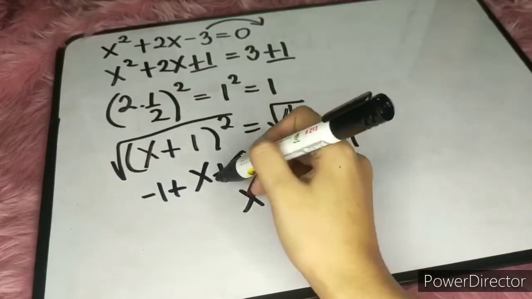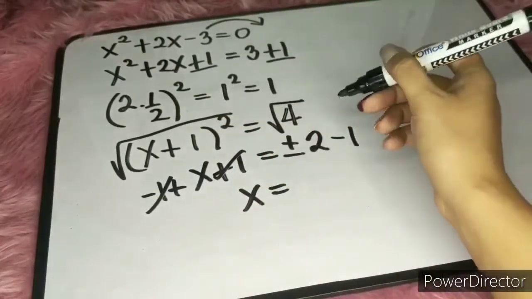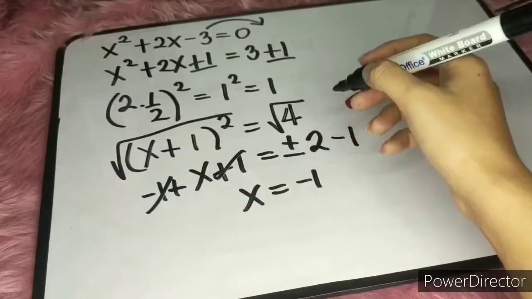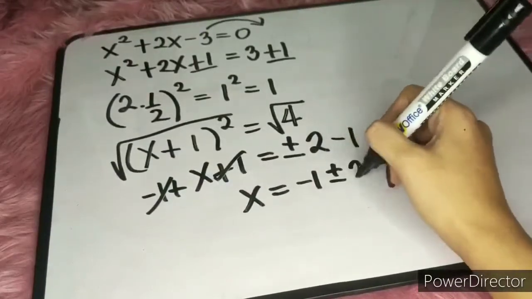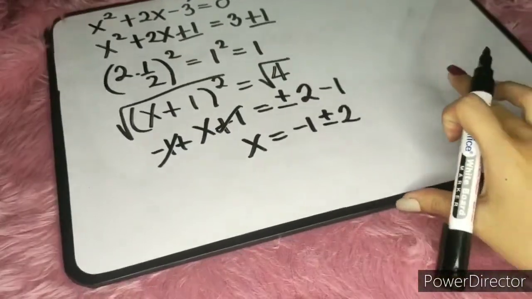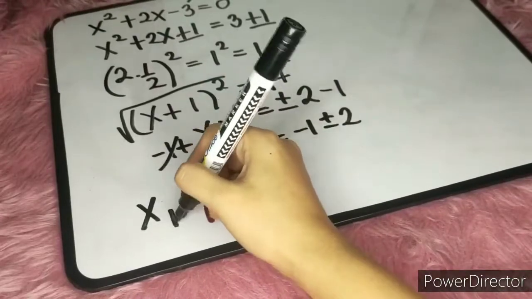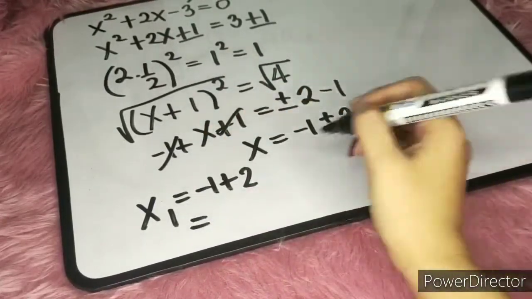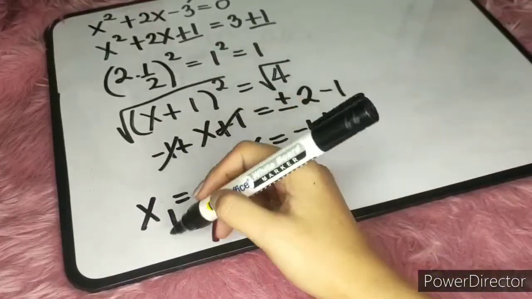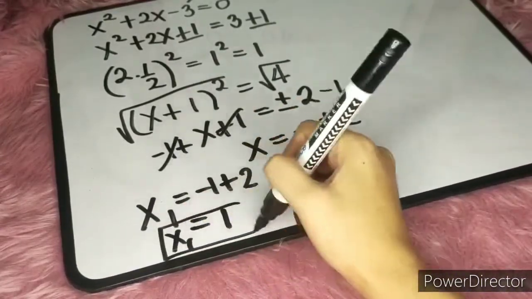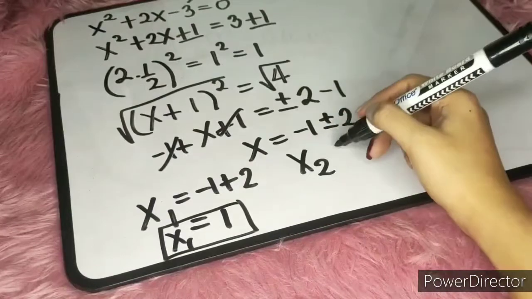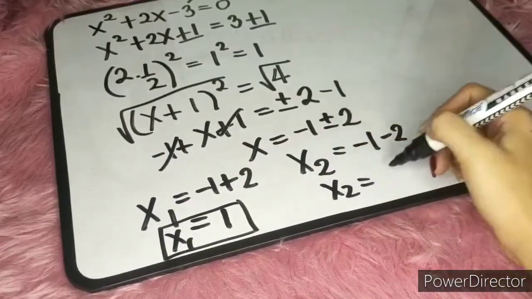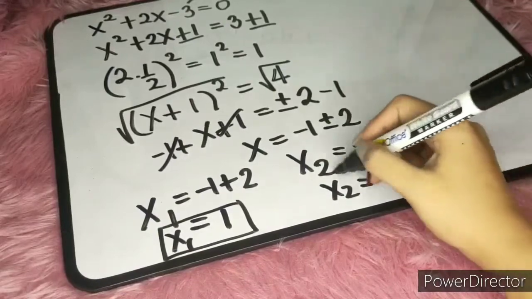it will be x, and it will be -1. I will just write first the -1 and then positive or negative 2. And let's now get our x sub 1 is equal to -1 plus 2, which is 1. So our x sub 1 is 1, and our x sub 2 is -1 minus 2, which is -3.